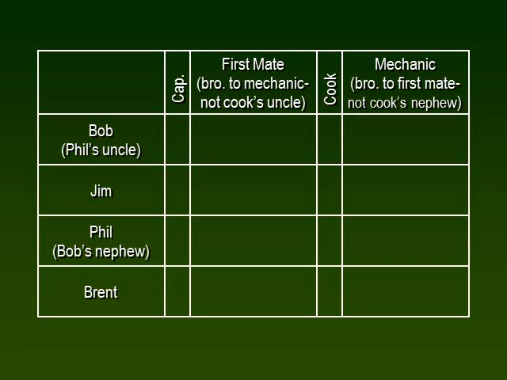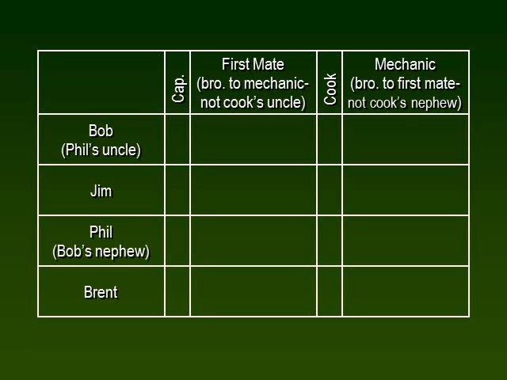Okay, so here would be how you'd want to set up your chart. I have Bob, Jim, Phil, and Brent down the side because I know their names. I also know that Bob is Phil's uncle and Phil is Bob's nephew. Okay, and then I have the 4 positions on the crew, which is captain, first mate, cook, and mechanic. Okay, the first mate is the brother to the mechanic and not the cook's uncle, and the mechanic is the brother to the first mate and not the cook's uncle. Or, I'm sorry, not the cook's nephew. So I just put little information that I know under the position and under the names.